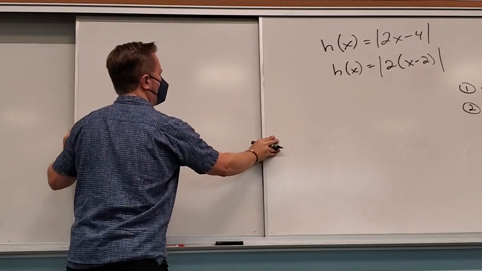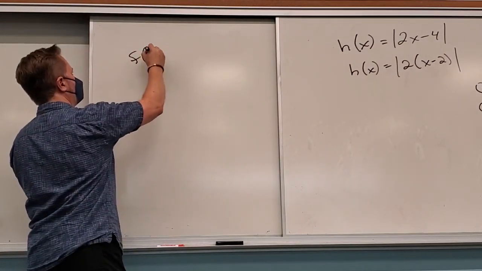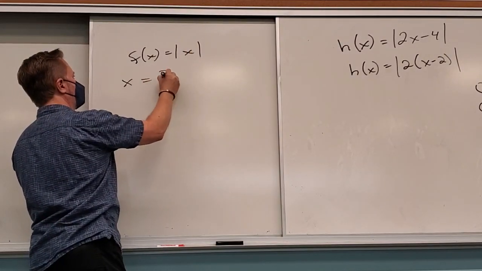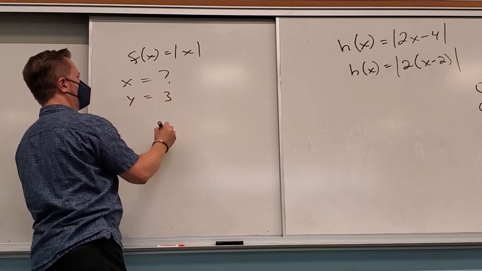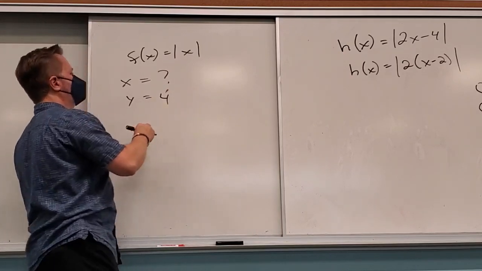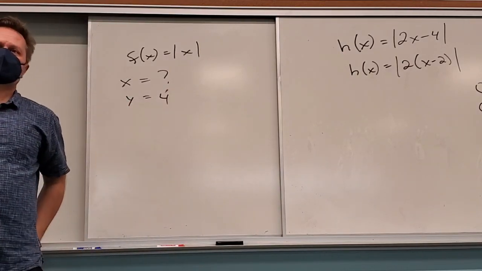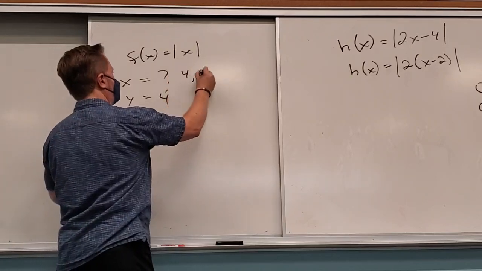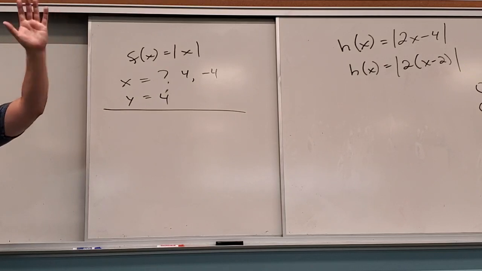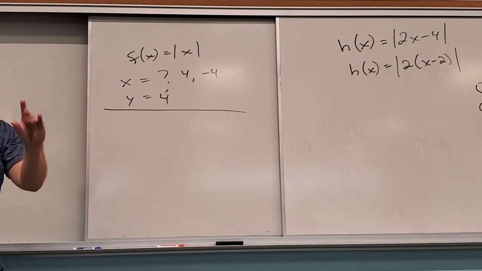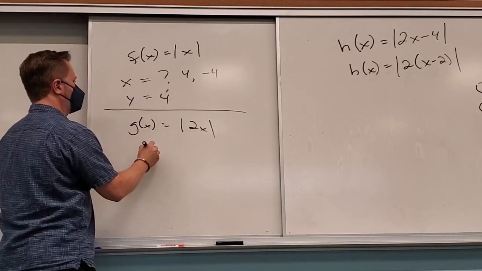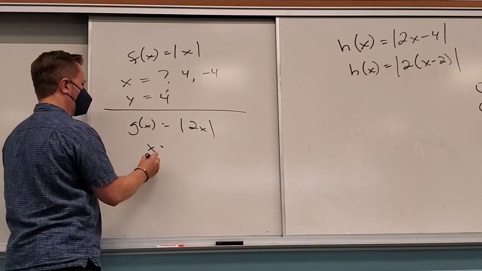If I had this, what would I put in to make the output 3? Let's make it 4. What would I put in to make the output 4? 4 or negative 1. If I had this, what would I have to put in to make the output 4?